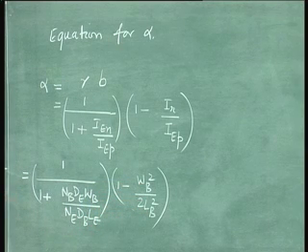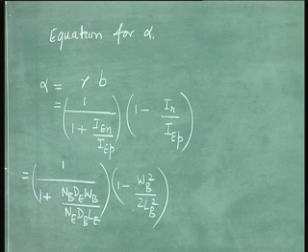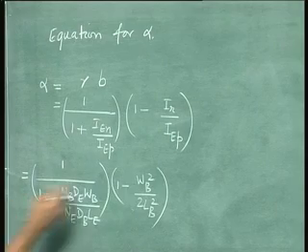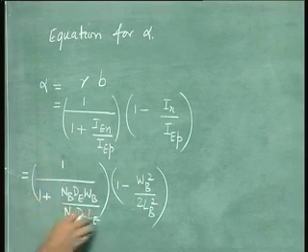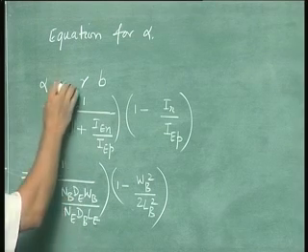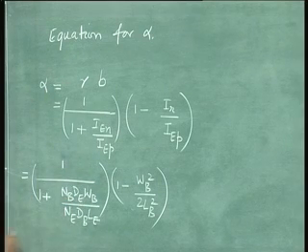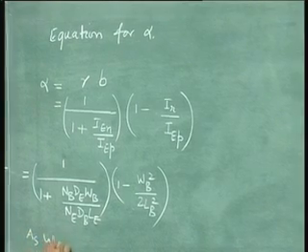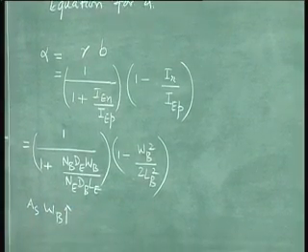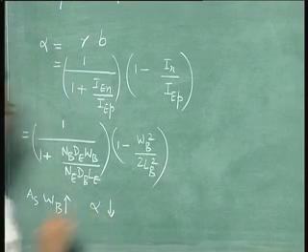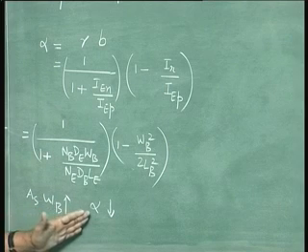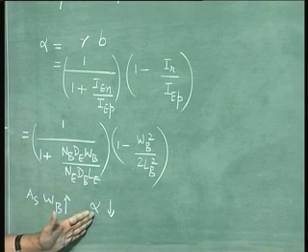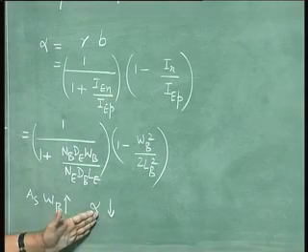Now what is important to see from here is that as your WB increases, this term will increase, and also this whole term will become less, and therefore your alpha is going to reduce. So as WB increases, alpha reduces. Therefore, because of increase in WB, the increment in alpha will be negative.